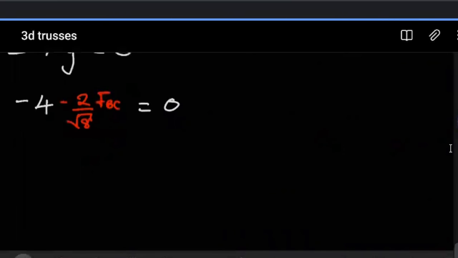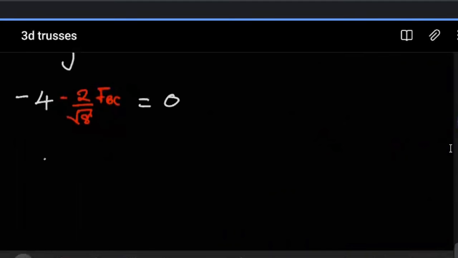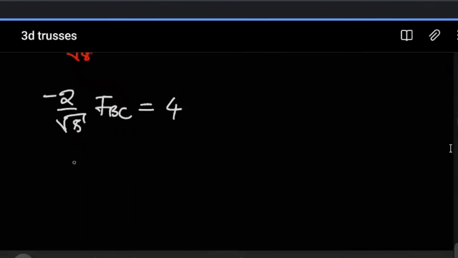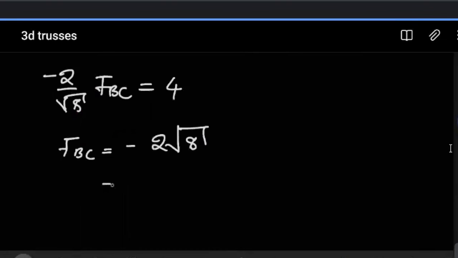So from here, we see that minus 2 over root 8 FBC has to be equal to 4. So of course, we end up with FBC has to be equal to minus 2 times root 8. Okay, so we're seeing 2 times root 8 here, and it's minus. So what will this give us if you simplify this?